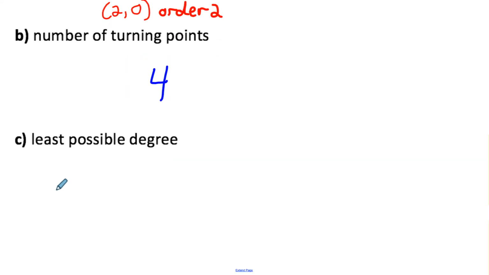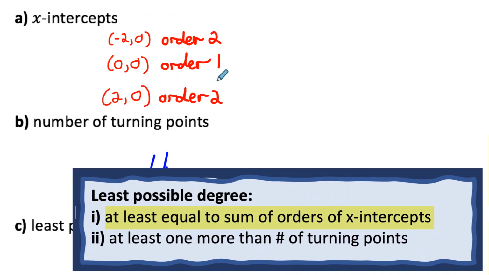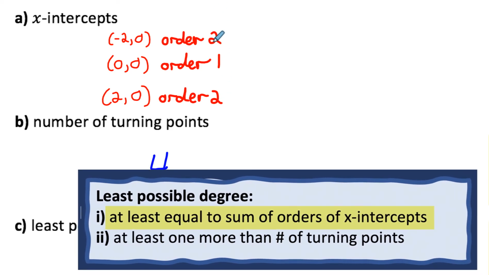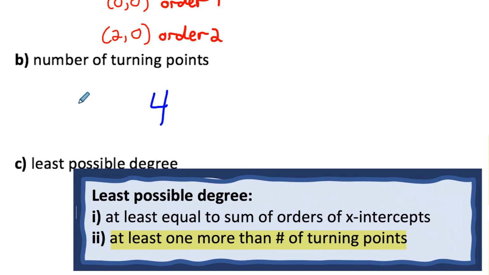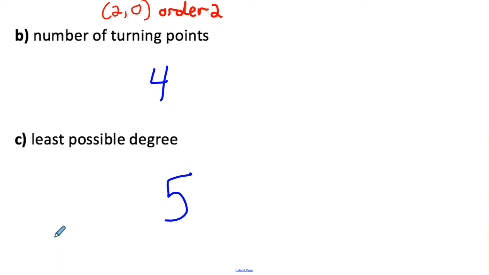So least possible degree. When we're finding least possible degree, we have to check 2 things, remember. A function is at least the sum of the orders of the x-intercepts. So based on that, it's at least degree 5. And it's also at least 1 more than the number of turning points. So based on that, it also has to be at least degree 5. So our least possible degree is 5.